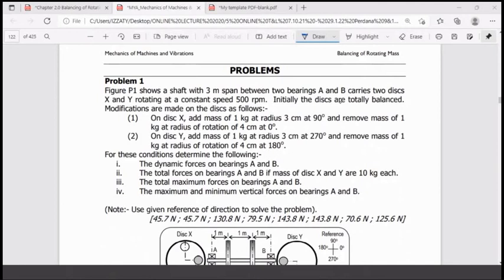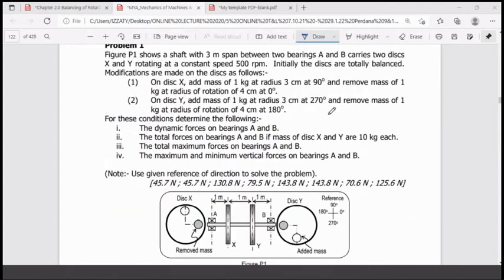So figure 1 shows a 3 meter span here, and the bearings are A and B, correct? You have carry X and Y on this shaft. Speed is 500 RPM. Initially, this is totally balanced. So what does it mean now? What do you understand by initially these are totally balanced?